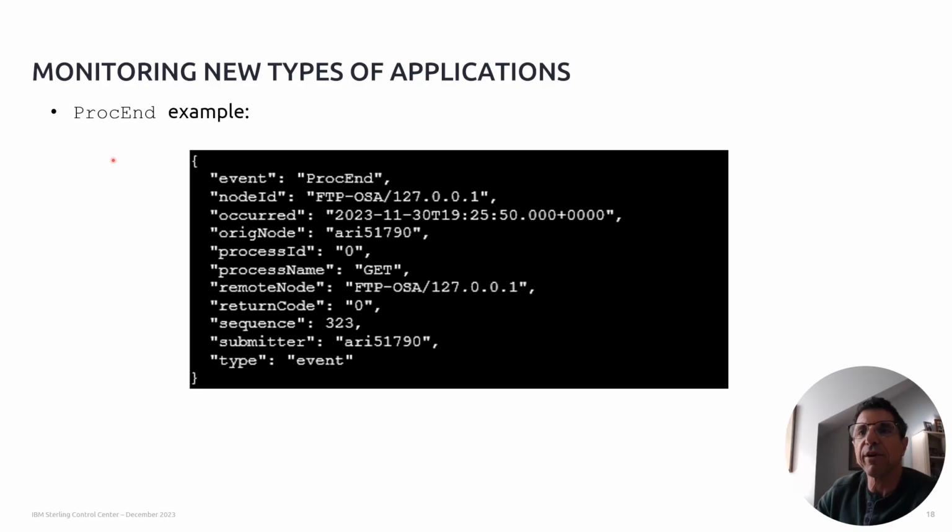Process end event will be very similar. If it's for the same process, it'll have the same node ID, the same process name, and it'll have the same process ID. And the only difference here is that this is the proc end for the process that we saw start.